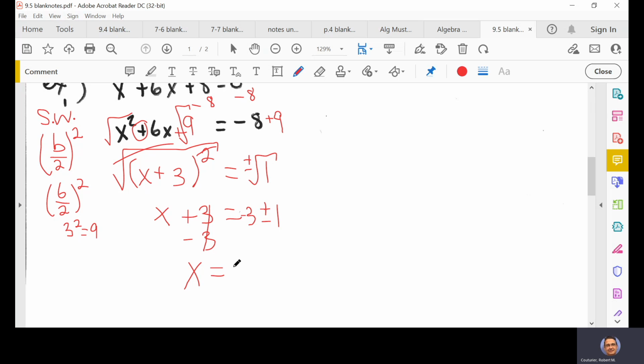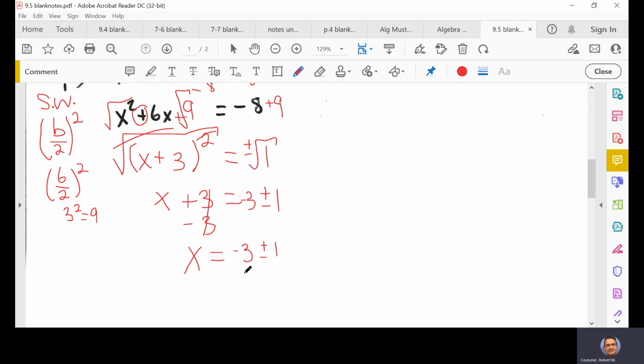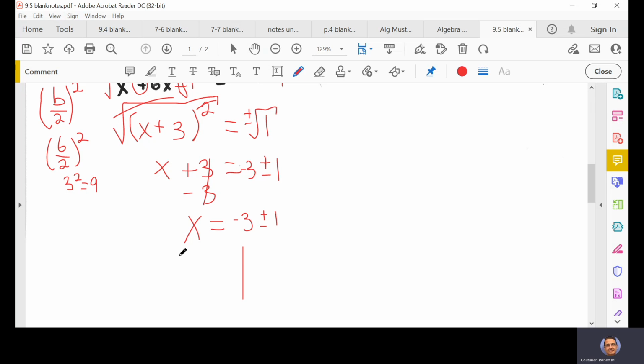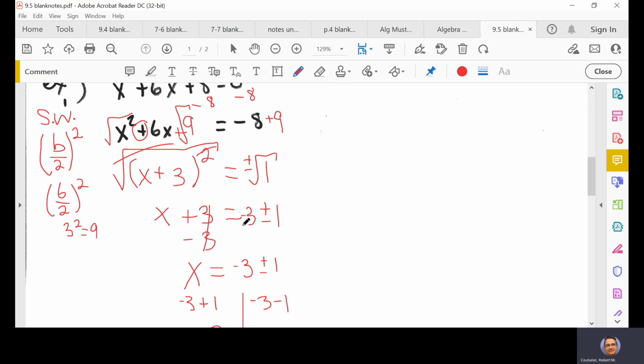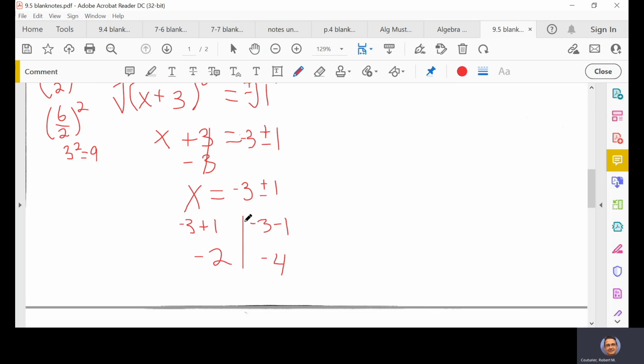X is equal to negative 3 plus or minus 1. We can break that into two parts. We have -3 plus 1, and -3 minus 1. So here are our solutions, -4 and -2. Those are the solutions for this problem when we solved it by completing the square.